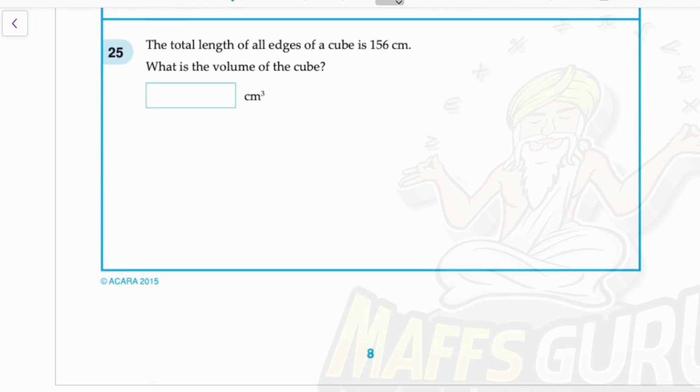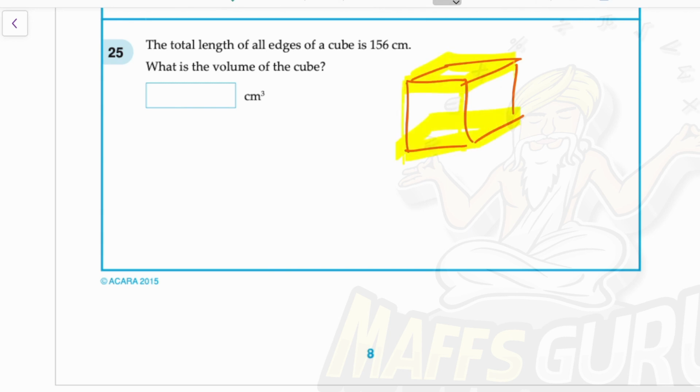The total length of all the edges of a cube is 156 centimeters. What is the volume of the cube? Okay, so it wants the volume of the cube. So the first thing is, you've got to work out how many edges of a cube there are. So there's 1, 2, 3, 4, 5, 6, 7, 8, 9, 10, 11, and there are 12 edges. So there are 12 edges on a cube.